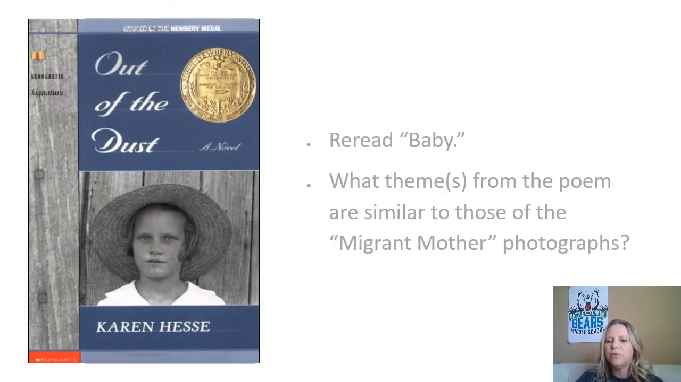All right, so now we're going to move into a different genre, or a different type of text or source. We're going to reread Baby, which is on page 184 of your novel. And what you're going to do is look at this particular poem for similar themes to the Migrant Mother. See if you can pick out what the theme of Baby is when you read this.